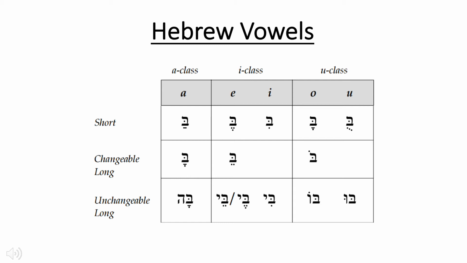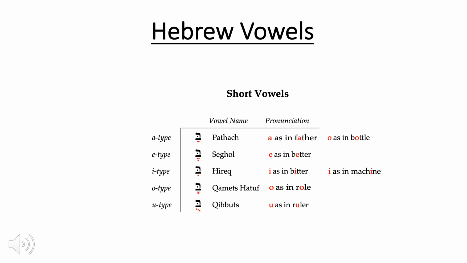For now, don't worry about this. We'll introduce these various types of vowels in the next few slides. Here are the 5 short vowels in Hebrew, keeping in mind that I use a slightly different pronunciation than Van Pelt and Pratico in their textbook.